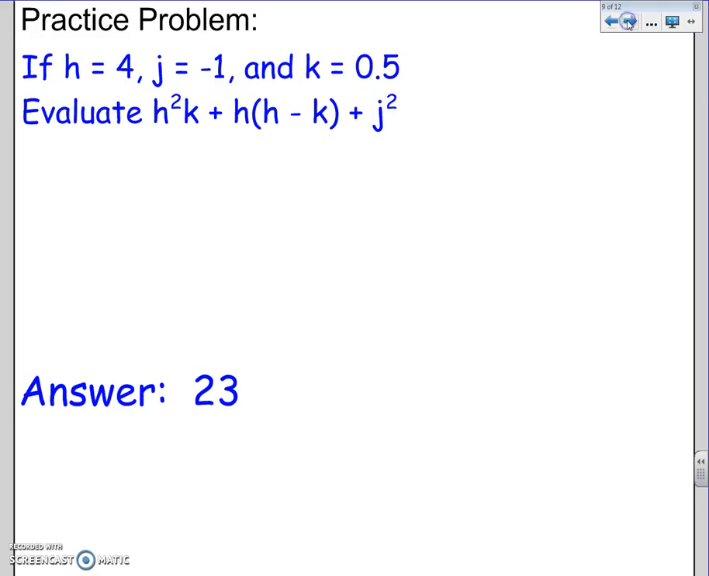All right, I'll leave you with this practice problem. Again, I'm not going to do it. Try it. If you get the answer 23, you should be good.